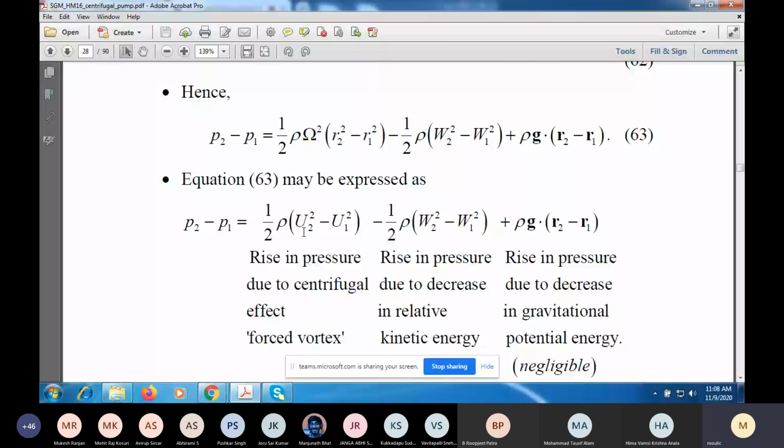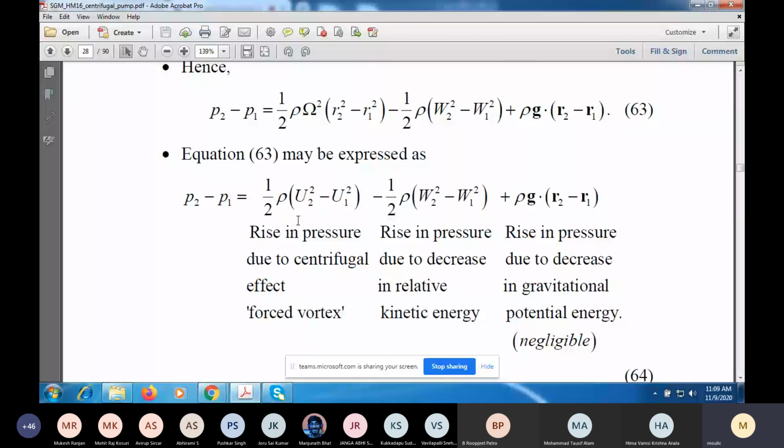So we can recognize that equation 63 may be written as half rho (u2 square minus u1 square). This is the rise in pressure due to the centrifugal effect. So this is what you call a forced vortex. In a forced vortex, you have only one velocity component, v theta, which is r omega. And in that case, it's easy to show that as you move radially outwards, the pressure increases. And if you have 2 points at radii r1 and r2, the difference will be half rho omega square (r2 square minus r1 square). Okay.